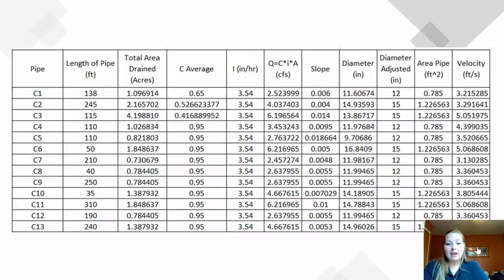The table on this slide shows calculations using the rational method and Manning's equation to determine the flow in each pipe in cubic feet per second, as well as the diameter of each pipe in inches. There was some interpolation that needed to be done due to insufficient velocity in the pipes. As mentioned earlier, the velocity does need to be between 3 and 10 feet per second to meet the standards and requirements of the Ingham County Drain Commission.